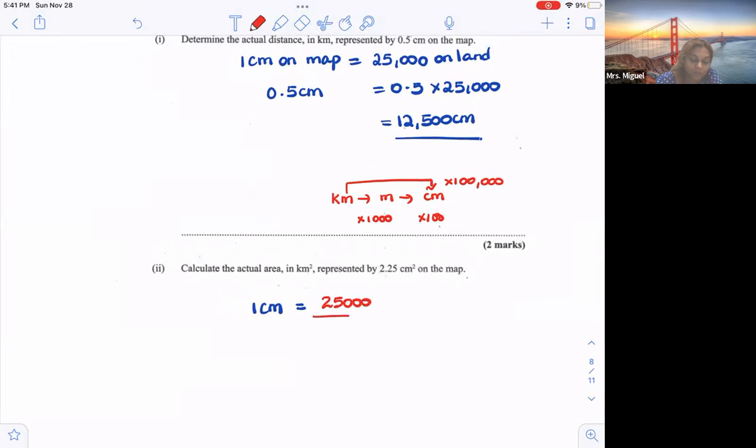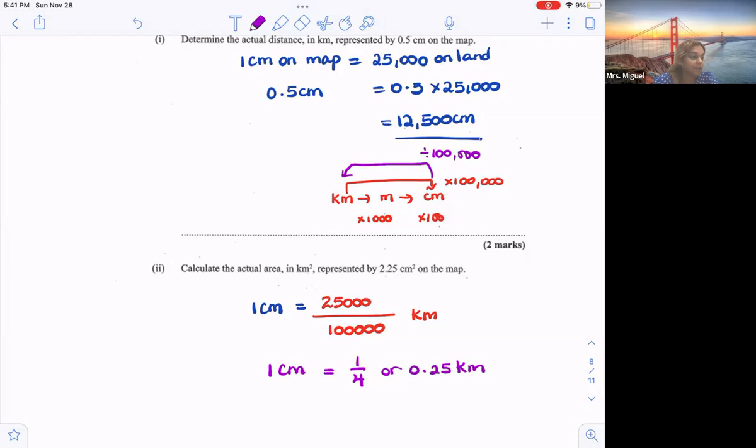25,000 over 100,000 kilometers. Because to go from centimeters in a reverse direction now, we divide by 100,000. So 1 centimeter will be 25,000 divided by 100,000, which is a quarter or 0.25. Right? So we are one step closer.